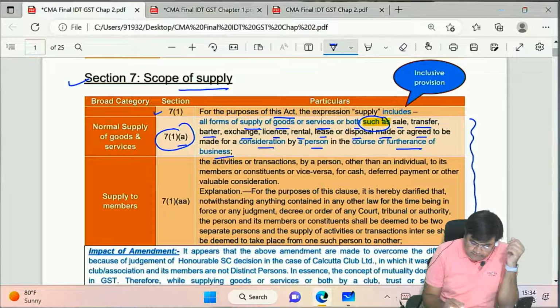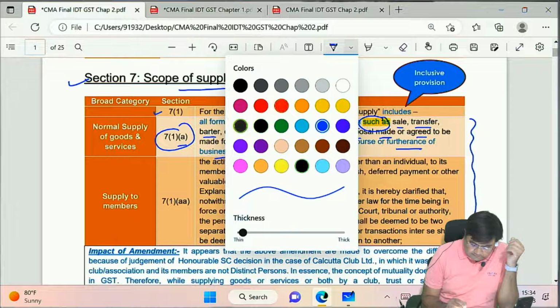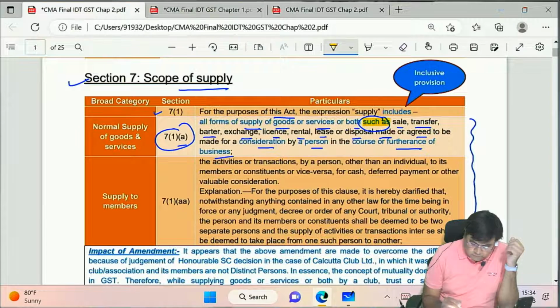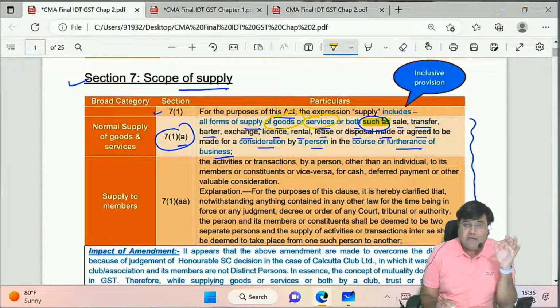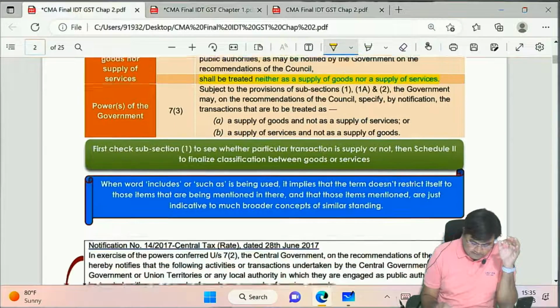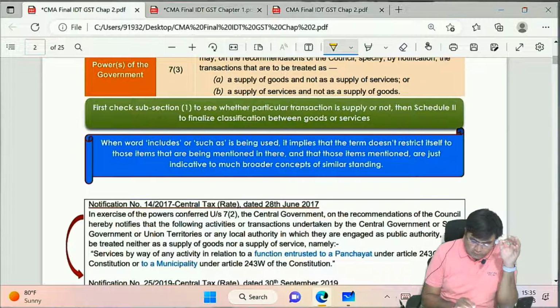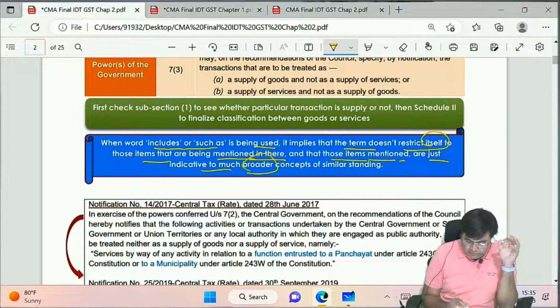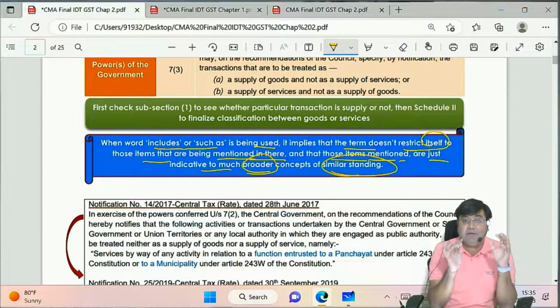So the goods definition we already discussed. Okay, the services definition also we discussed. Such as, I already explained to you, like includes. What is the relevance of such as? Basically, when includes or such as is being used, it implies that the term does not restrict itself to those items that are being mentioned there, and that those items mentioned are just indicative of a much broader concept of similar understanding or similar nature.